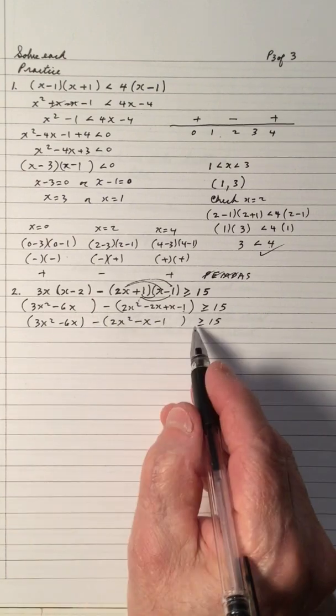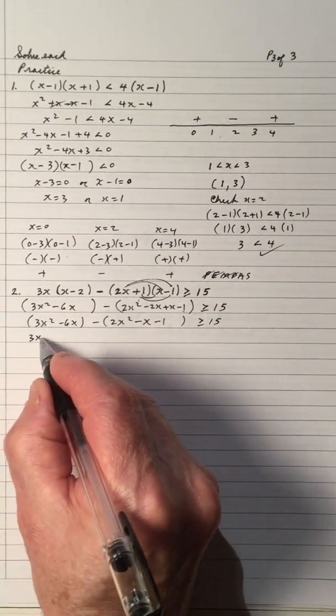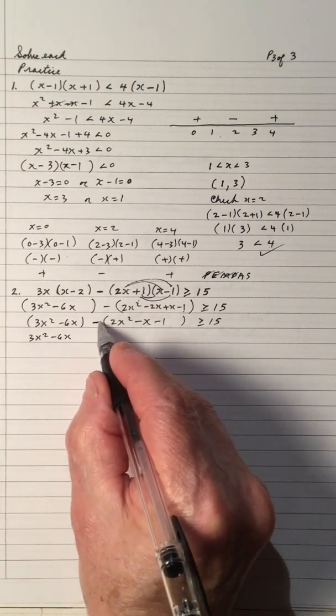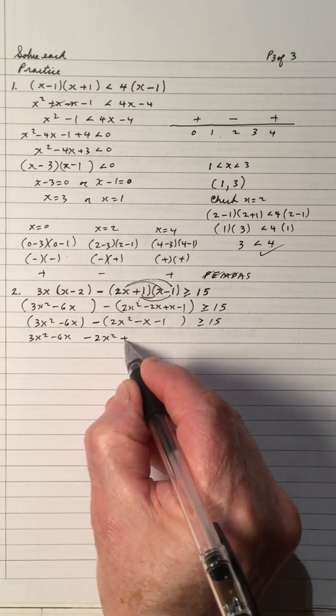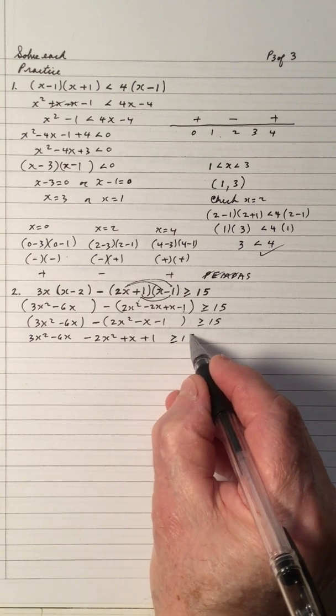Since I have done the multiplication, now I will do the addition and subtraction. So 3x squared minus 6x. When I subtract, I add the opposite. So that's a negative 2x squared plus x plus 1, greater than or equal to 15.